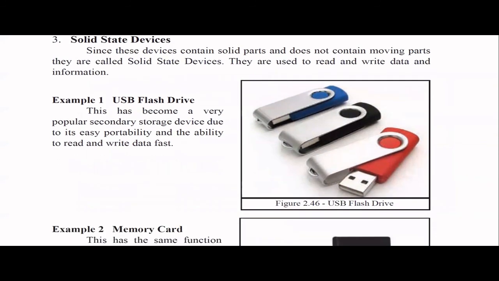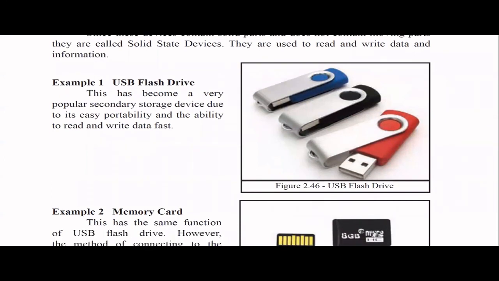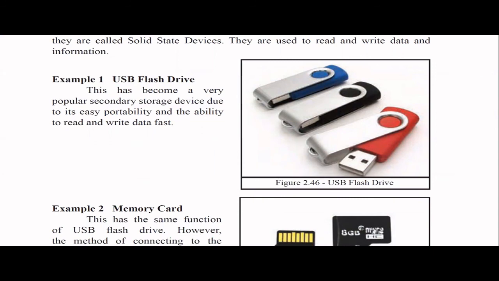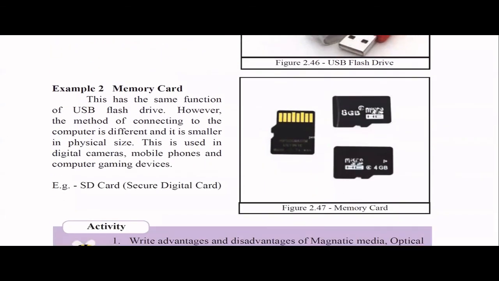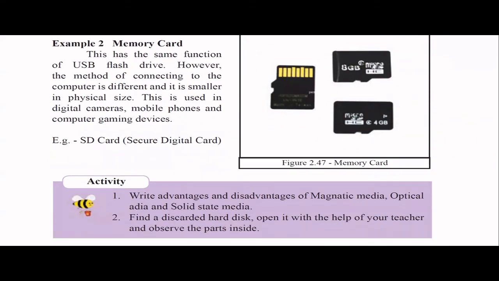The pen drive, or USB flash drive. Remember these names. You may have heard about pen drives, but not the USB flash drive. This is very popular and very easy to carry here and there, and you can get it in different capacities. You can read and write data fast. Then come the memory cards. These are also very commonly used for mobile devices. They are very similar to the pen drive, but smaller in physical size. Mobile phones, digital cameras, computer devices, and games all use memory cards, SD cards. Understood?